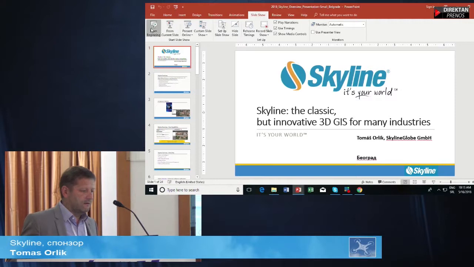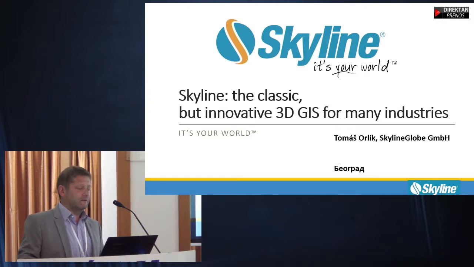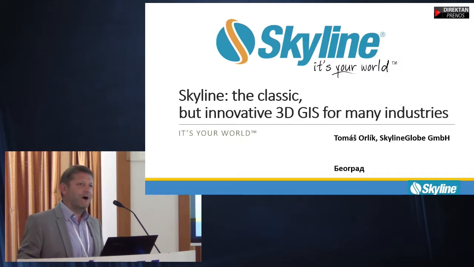My name is Tomas Orlik, and I am managing director of a company called Skyline Globe GmbH. Skyline Software Systems is an American company which has existed for 20 years. As I say, it's a classic pioneer of 3D GIS, which developed the first engines and modules of 3D in geographic information systems 20 years ago.